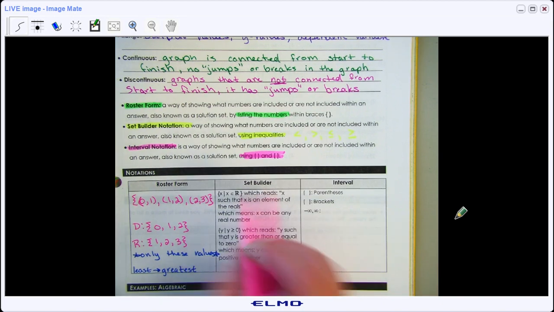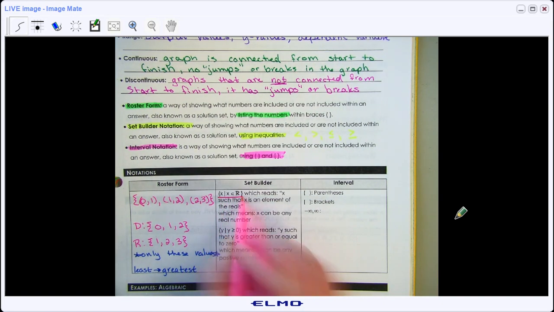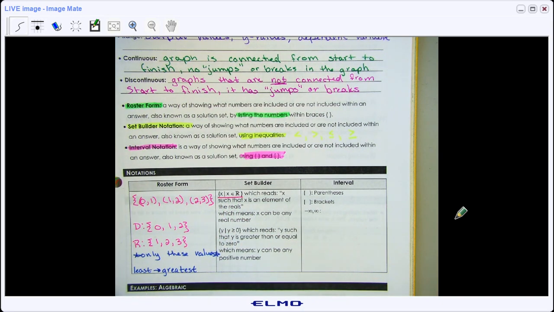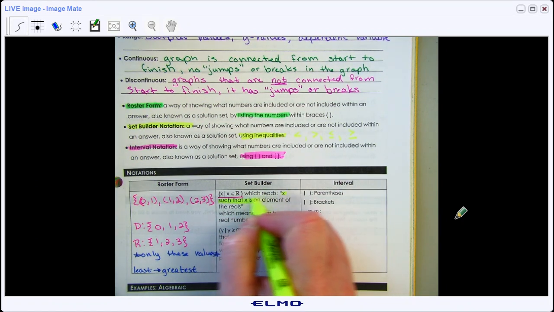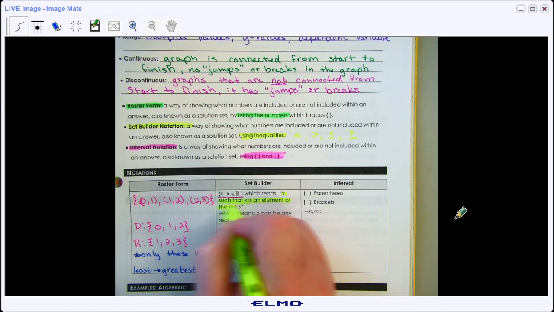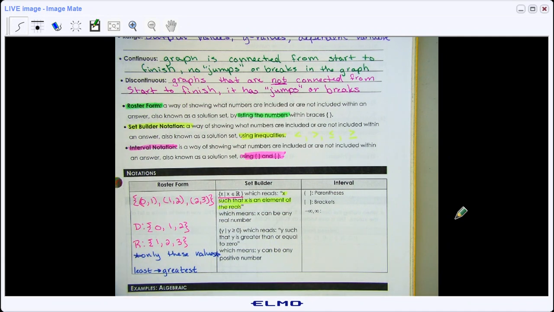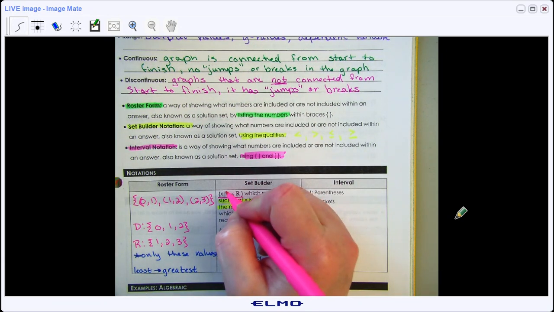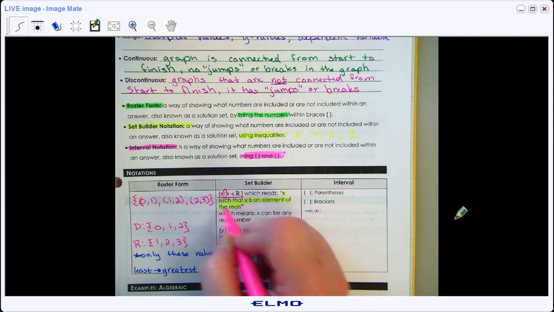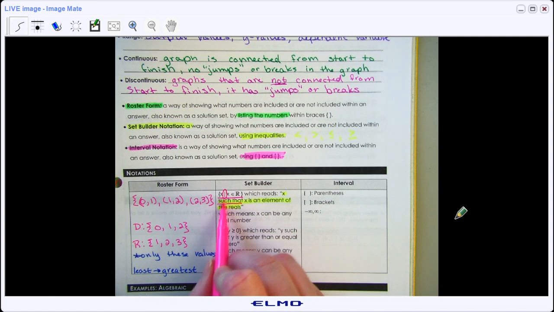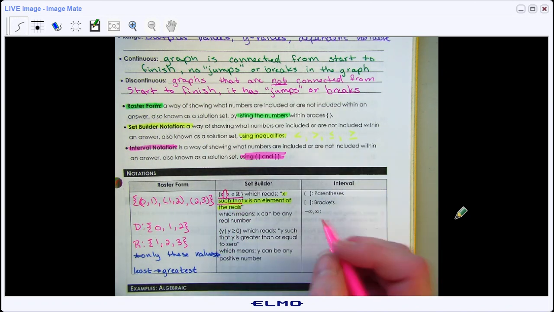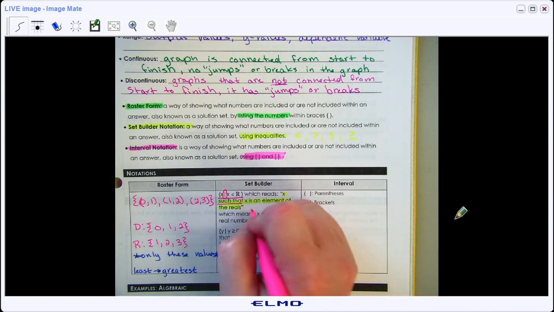So set builder. Here's an example of set builder notation being used. This would read as x such that x is an element of the reals. This bar right here is "such that." So it's x such that x is an element of the reals. And again, the reals just means all numbers that we've learned so far. So that means it could be anything.